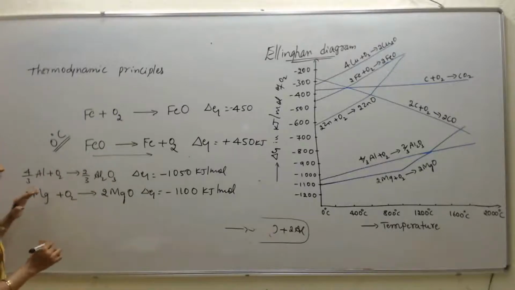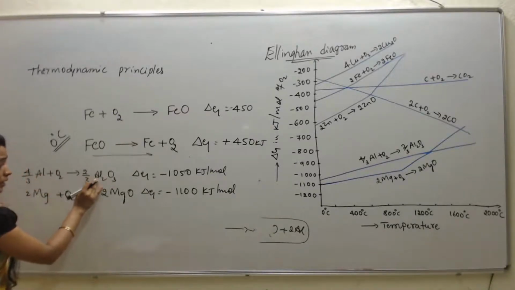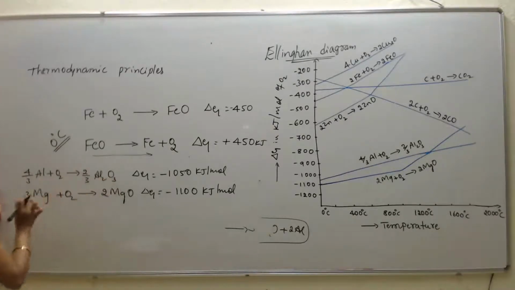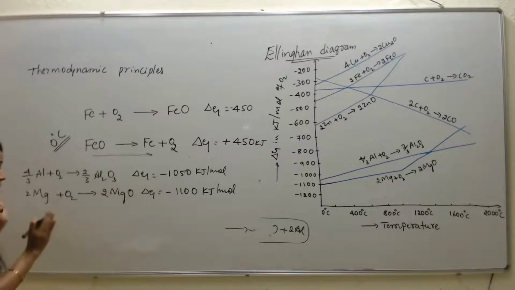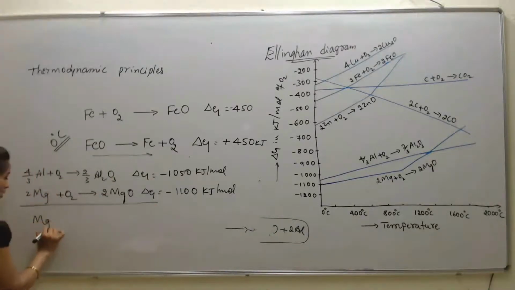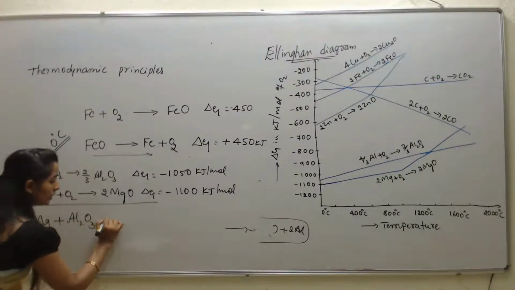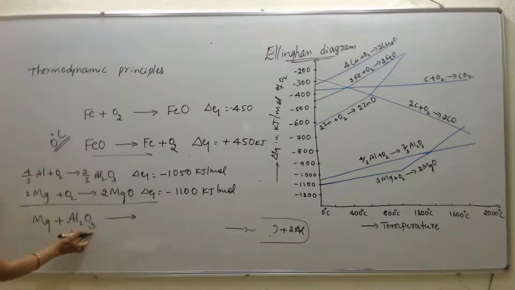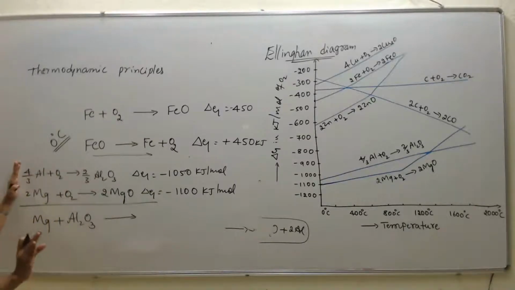So here what we want, we have to decompose this Al2O3 with this magnesium. So this reaction is reversed. Listen, we want this Mg to reduce Al2O3. This reaction we want. So Al2O3 is on the left hand side. So this reaction is reversed. Understood? Okay.